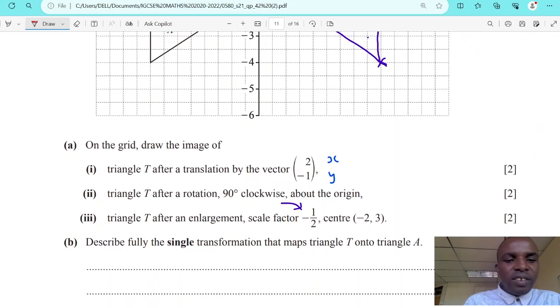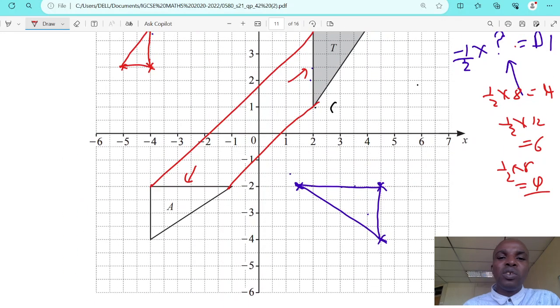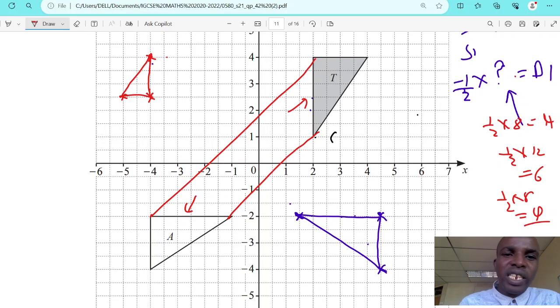First you write reflection. On reflection, you need the equation of the line of reflection. So you say reflection on the line, then find the equation of the line of reflection. Let's take the midpoints of these items. To find the midpoints, you can use a ruler. You can measure the midpoint somewhere. According to my drawing, let me check. 10, so the fifth one.